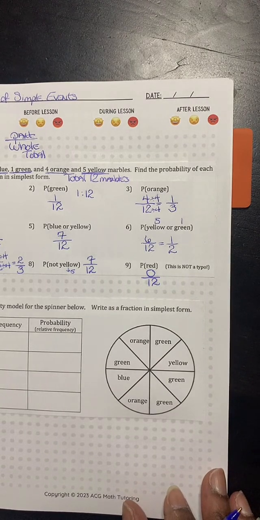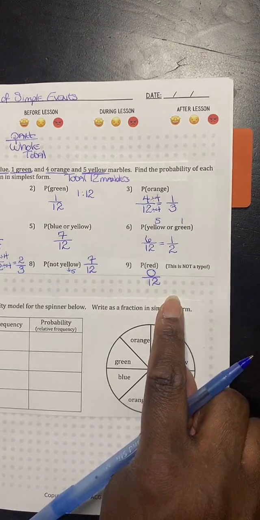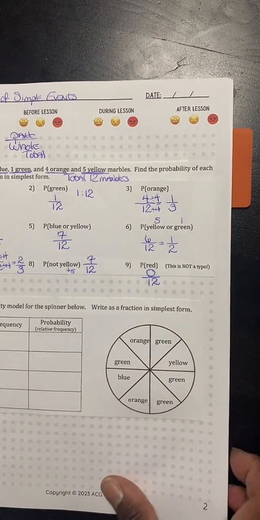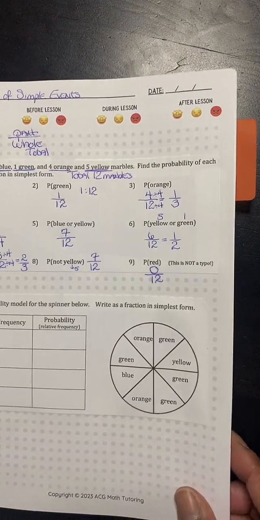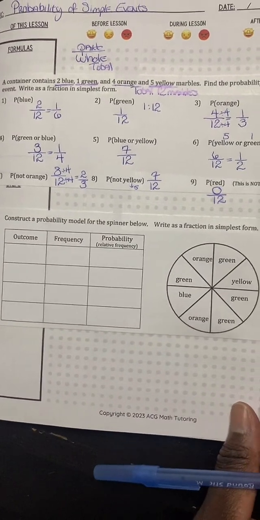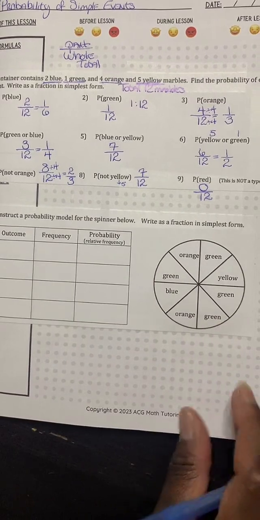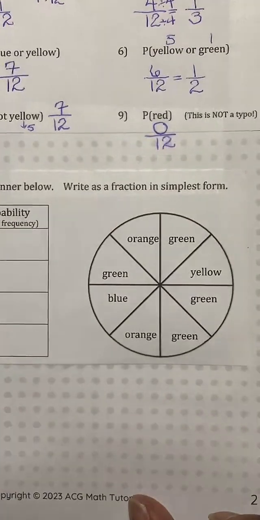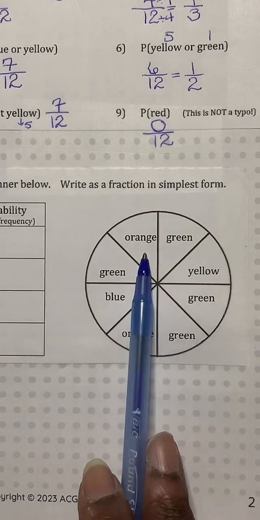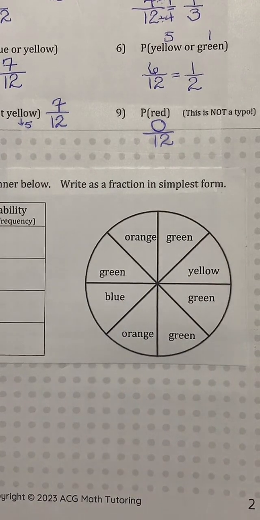Okay. So this is basically probability of simple events. So if we were to construct a model, especially on this spinner, let me zoom in on the spinner for you. So we have certain spots. So we have orange, green, yellow, green, green, orange, blue, green.